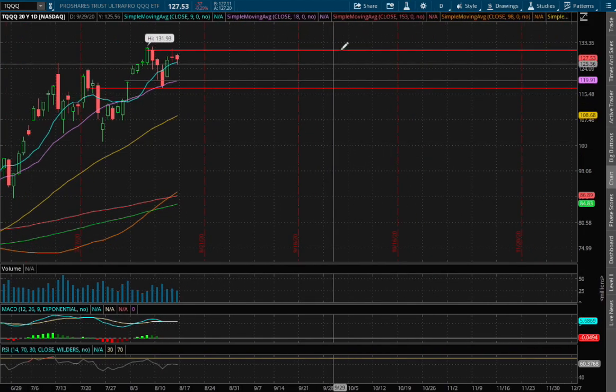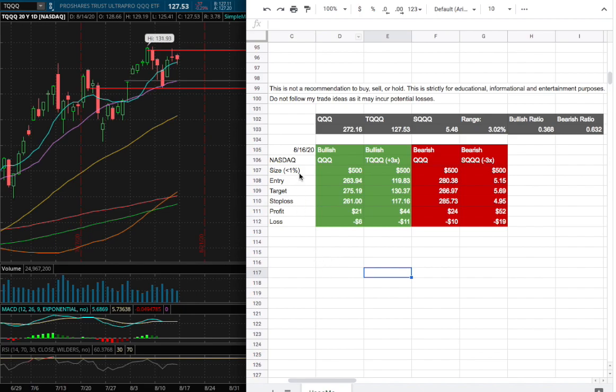So as for the trade idea of the week, my position size will be less than 1% of my portfolio, and my entry for TQQ will be around $119.83. That is around where the 18-day moving average resides, and my sell target for TQQ will be around $130.37, around where we encounter near all-time highs. And as for my stop loss for my long position, it is $117.16, so around this range right here.